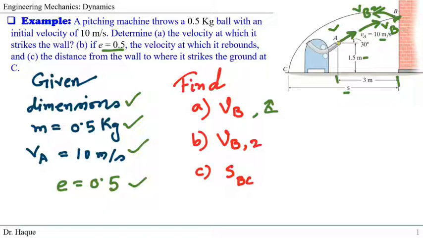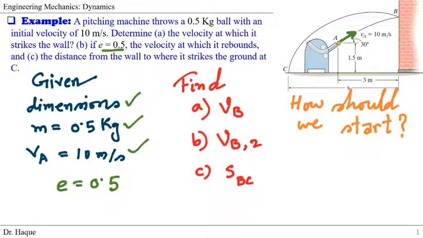Okay, and then the third one is the distance from the wall to where it strikes the ground at C. So part C asks you if your ball is going back, rebounds, and going all the way back here, what is the distance S from the wall to the point C? So how should we start the problem? We have identified our given, we have identified what we have to find. How can we start the problem?